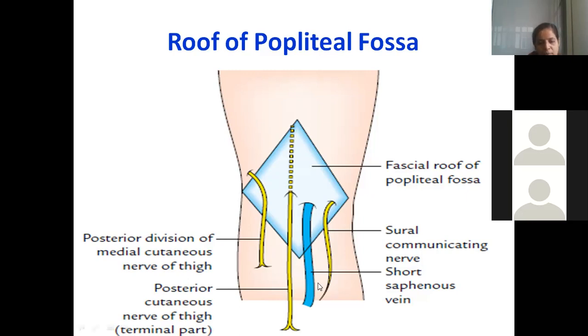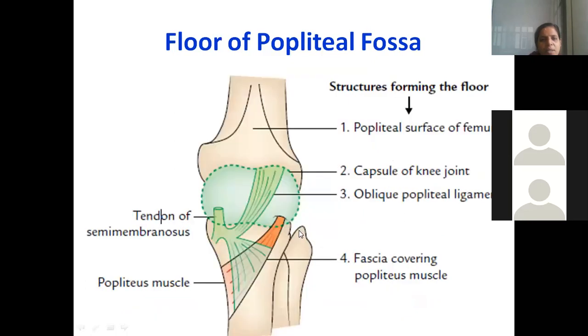So in the roof you are finding the short saphenous vein, and you are also finding the cutaneous nerves like the sural communicating nerve, the posterior cutaneous nerve of the thigh, and the posterior division of the medial cutaneous nerve of the thigh. Okay, so this is the fascial roof. These are the cutaneous nerves.